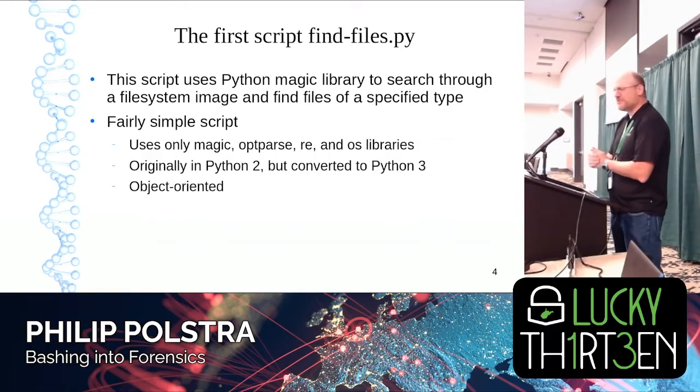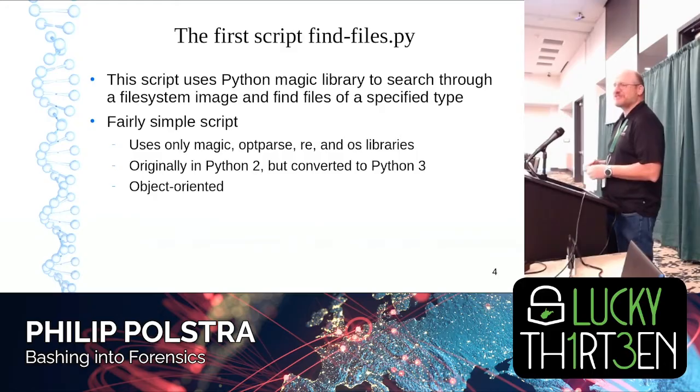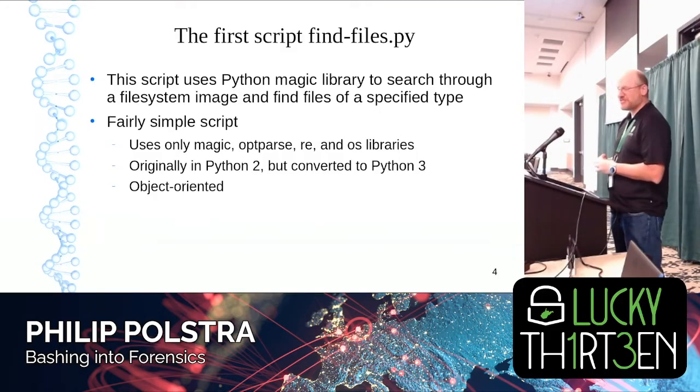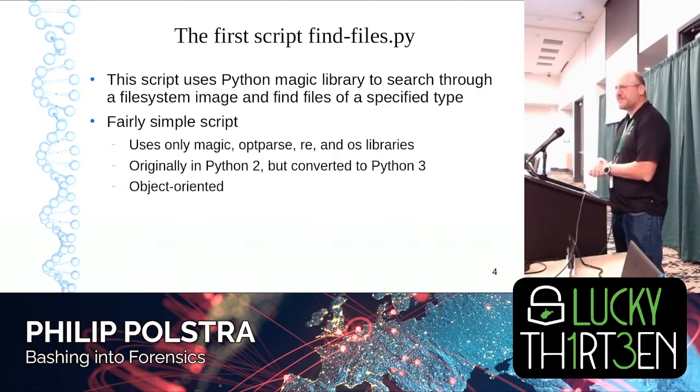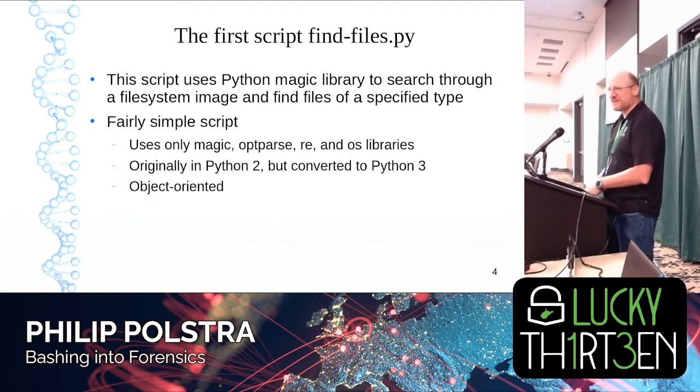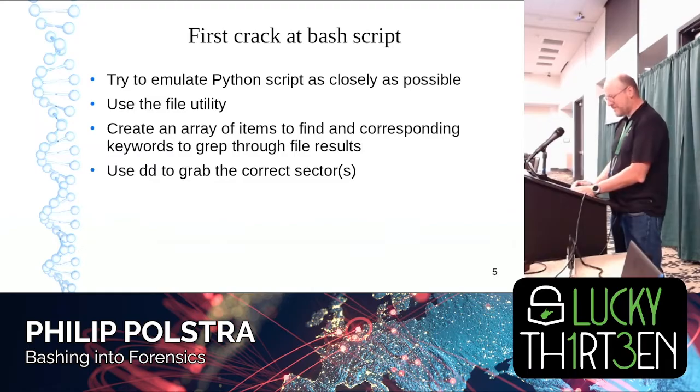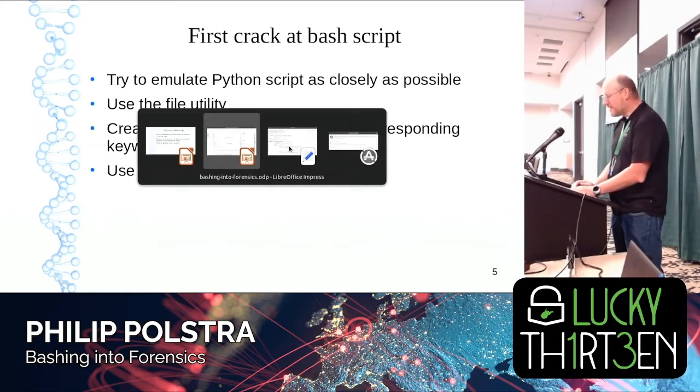So it's a pretty simple script. It uses the magic library, and a couple other things like optparse, which I use to parse command line options, regular expressions, and the OS libraries for dealing with files and stuff. It was originally written in Python 2. At the time that the book was written, they had not ported the magic library to Python 3, which has since happened. Right?